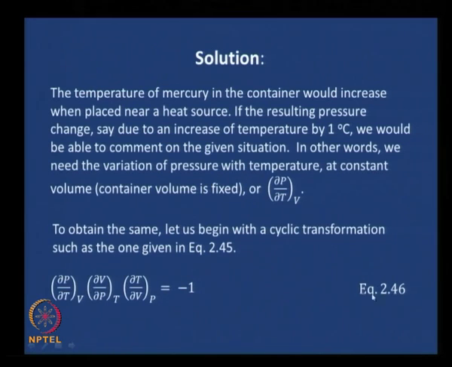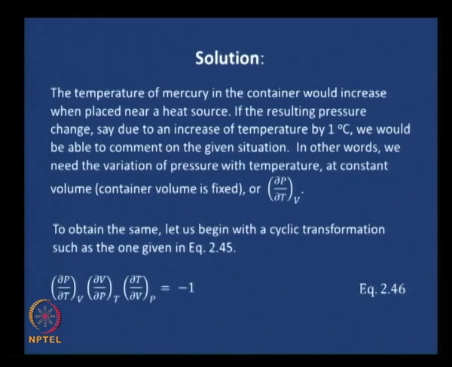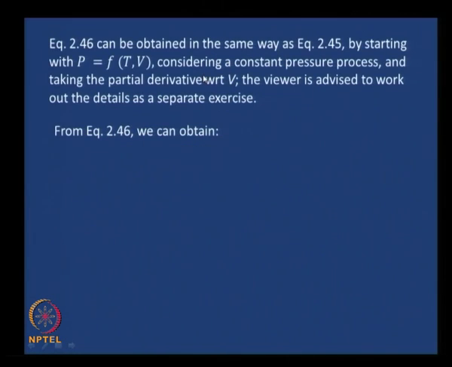Okay. We will call this equation 246, but I do not want you to take this at face value as I give it to you here. I am going to give you some extra time to work on the side of this problem. This equation 246 can be obtained in the same way as equation 245, by starting with pressure as a function of temperature and volume, considering a constant pressure process, and taking the partial derivative with respect to V.